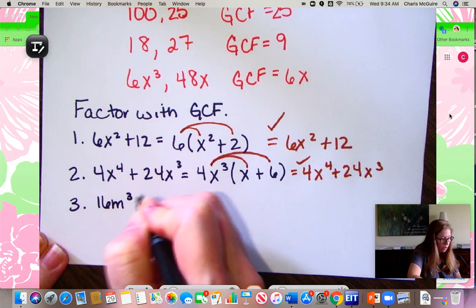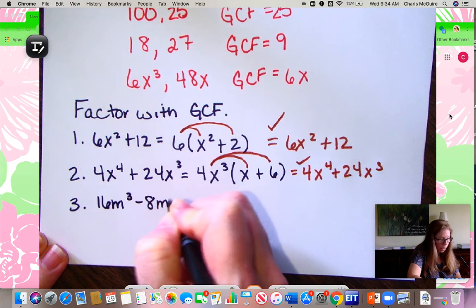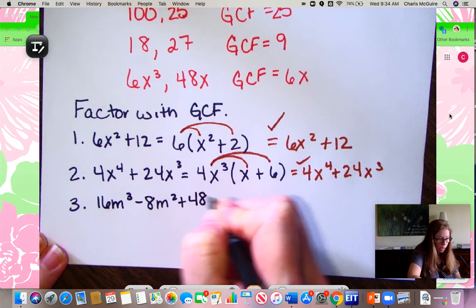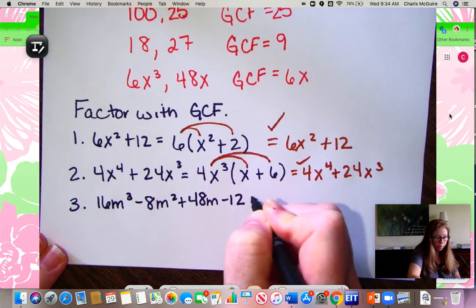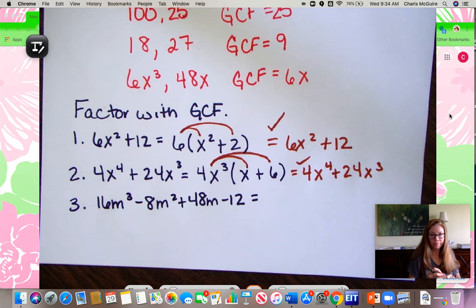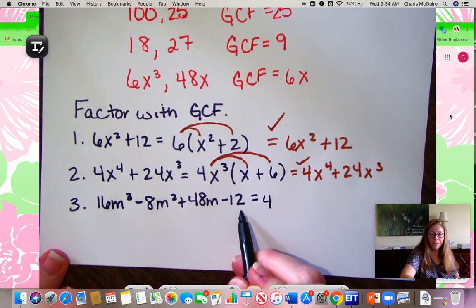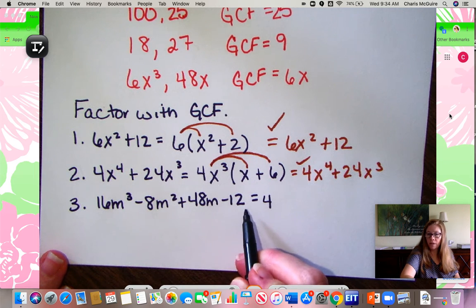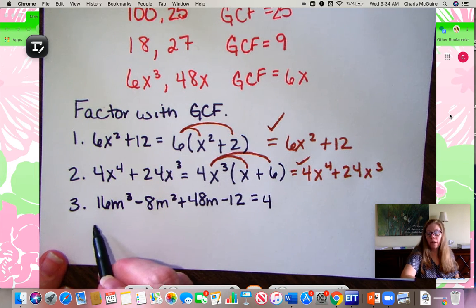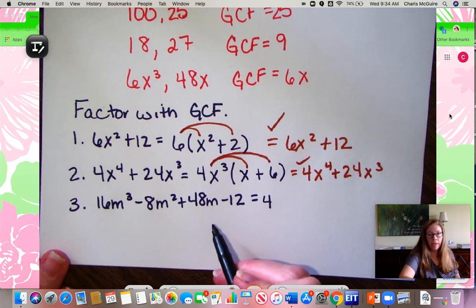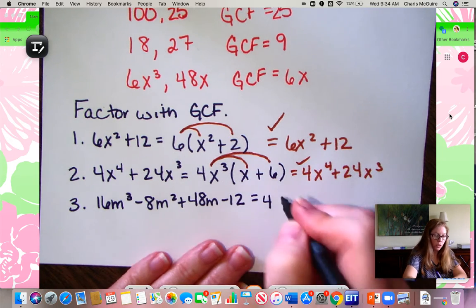16m to the 3rd minus 8m squared plus 48m minus 12. All right, 16, 8, 48, and 12. They are all divisible by 4. So we can factor out the 4. Now the 12 does not have an m. So since the 12 doesn't have an m, all 4 terms don't have an m in common. So you cannot take out the variable. You're just going to take out the 4 for this one.